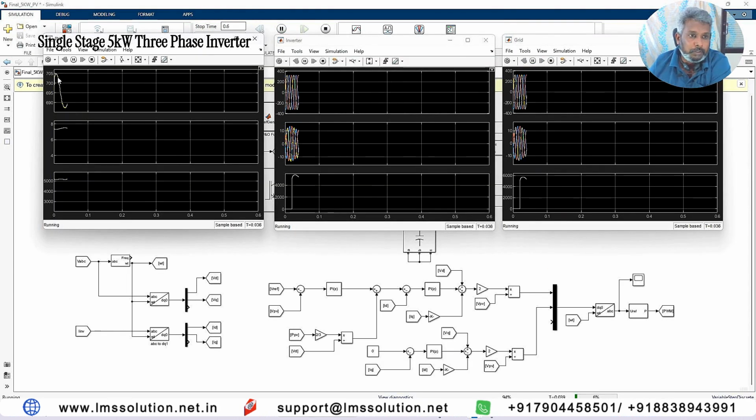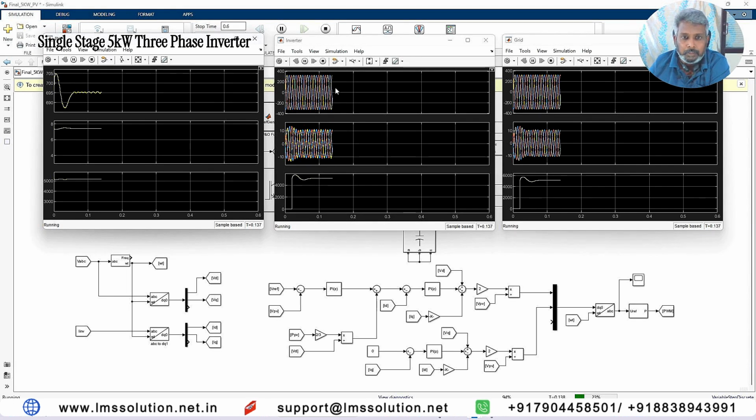Now you see that this PV voltage is around 700 to 695. This is the PV current, and this is the power generation from the PV, around 5.1 kilowatt. This is the point of common coupling voltage, and this is the inverter current. The power from the inverter also comes under 5 kilowatt. This is the grid voltage, grid current and grid power. So the grid is receiving power from the PV system.